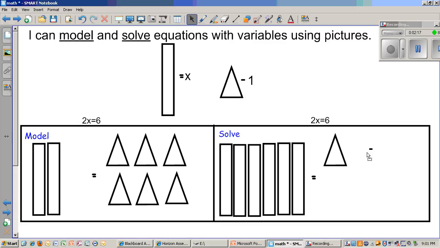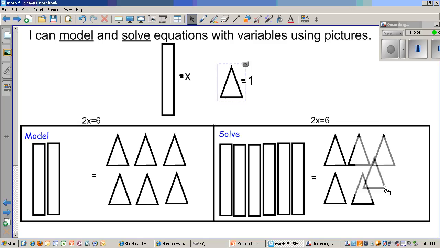If these are 1, then we're going to have 6. 1, oops, put that guy back. 2, 3, 4, 5, and 6. So now we can see the difference between our model and what happened when we solved it. This 6 is now equal to that 6 over there. The question is, what is our x equal to?